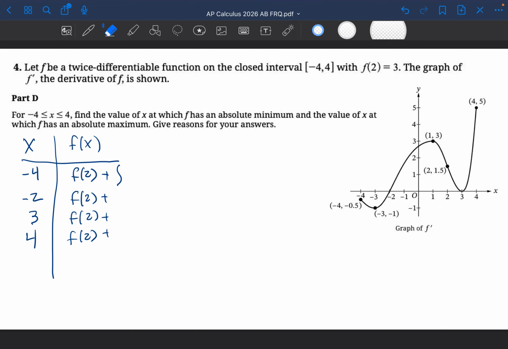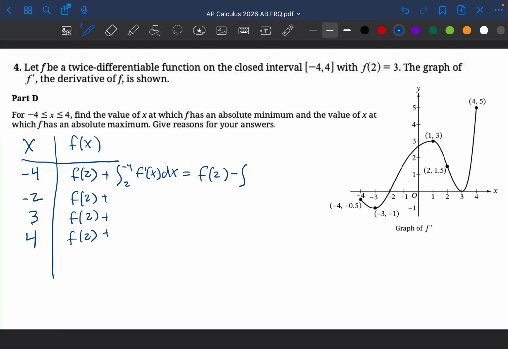So here, this is going to be the integral from 2 to -4 of f prime of x dx. Now, because this integral is somewhat upside down, I'm going to flip it. We've got f of 2 minus the integral from -4 to 2 of f prime of x dx. For the second one, it's going to be the integral from 2 to -2 of f prime of x dx. I'm going to flip this integral, so we have f of 2 minus the integral from -2 to 2 of f prime of x dx.